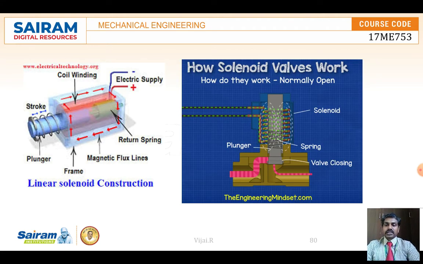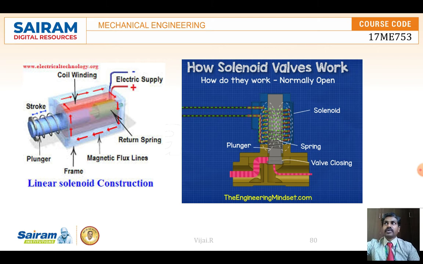You can see the construction of the solenoid here. On the left side we show the linear solenoid. In the linear solenoid, magnetic flux lines are there. This is the plunger which has a coil. When electrical supply is given, magnetic flux is created, and it pushes or pulls the plunger, so that there is movement over here. And it is used in industries.